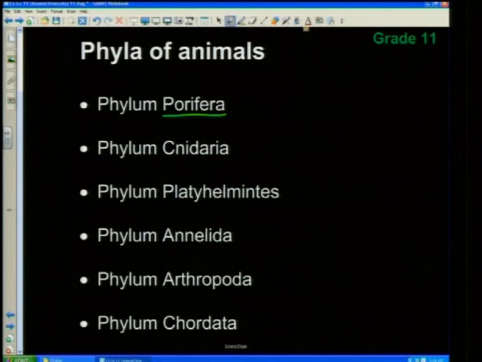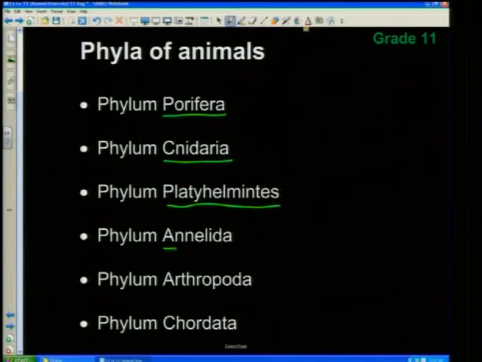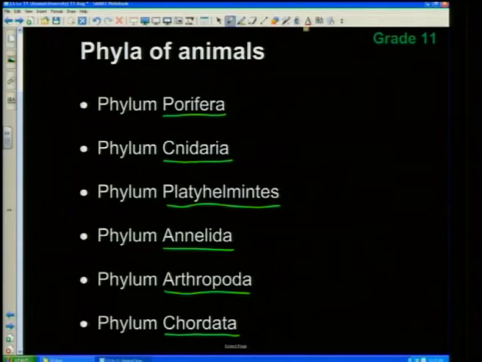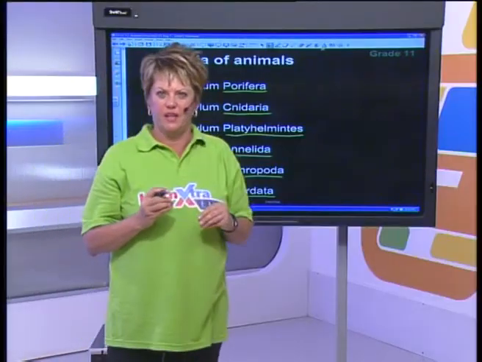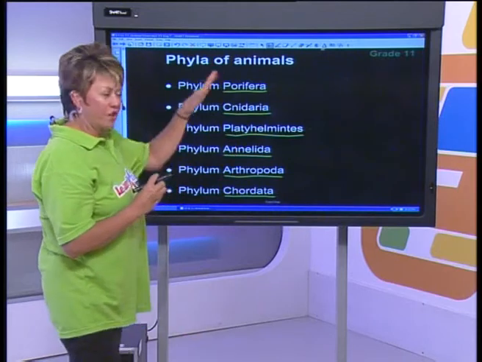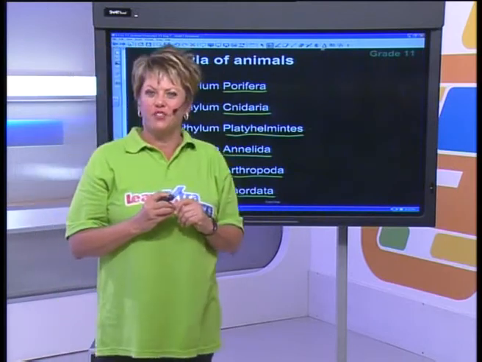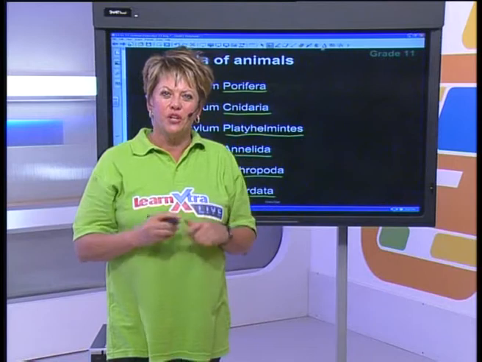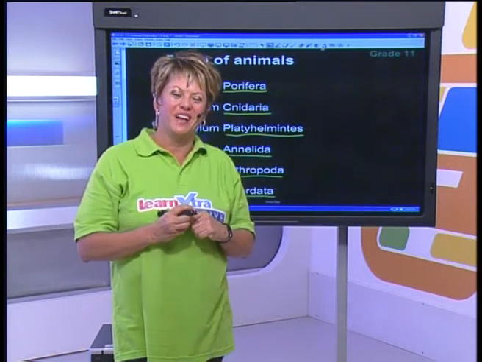Second phylum is the Cnidaria. Then we have the Platyhelminthes, the Annelida, the Arthropoda, and the Chordata. Now those are the six phyla, and I'm going to elaborate on each of those phyla a little bit later on. Make sure that you know those phyla, because those are the six phyla that you're going to have to write down into your table that I'm going to give you as an activity.